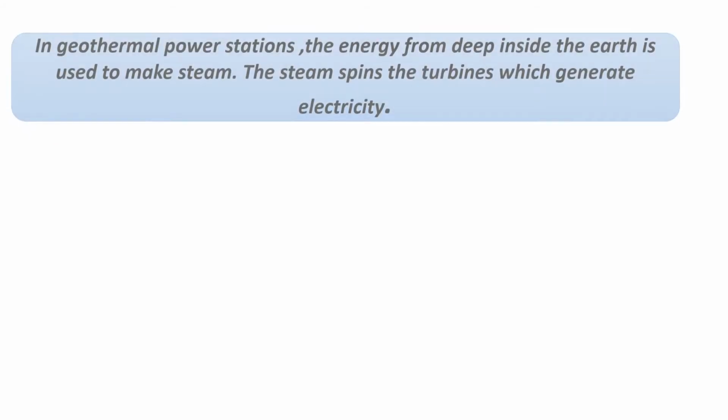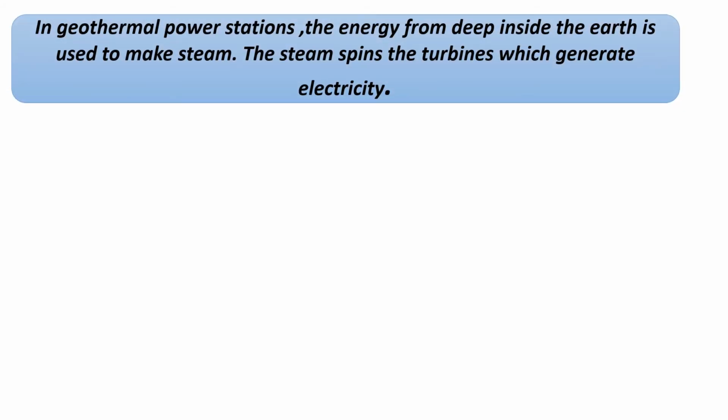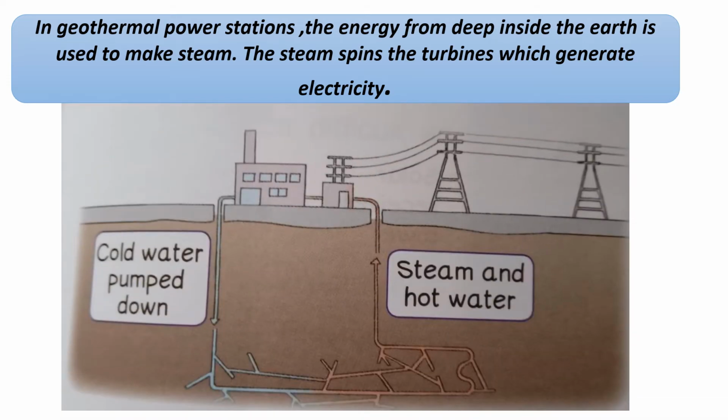Let's look at how electricity is generated from the geothermal power station. In a geothermal power station, the energy from deep inside the earth is used to make steam. What do we mean? There is energy deep inside the earth, so it is used to make steam, as you can see in this photo. Then the steam from down spins the turbines which generate electricity.